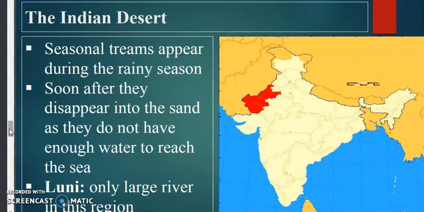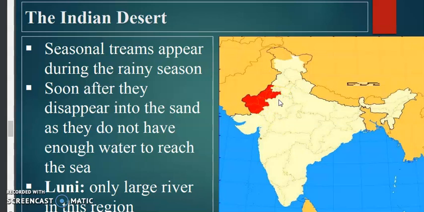Now in case of the Indian desert, you can see the map. This is the Rajasthan state. In the western part of Rajasthan, we have the Indian desert. In this place we have the Aravalli hills. To the west of the Aravalli hills we have the desert.